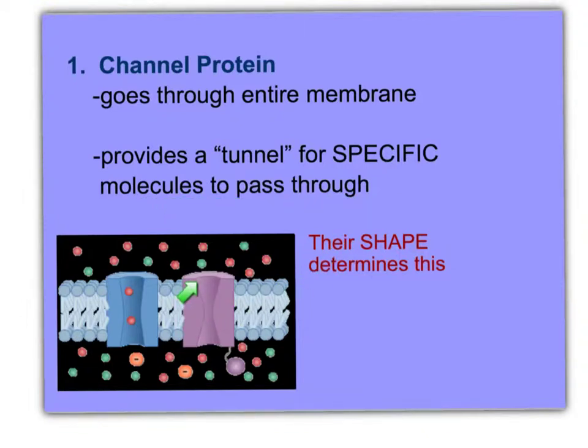So this right here, it's the entire membrane, right? So here's our phospholipid bilayer. Water-loving heads, water-fearing tails, channel protein, different shapes. Remember, the most important thing about a protein is its shape. And shape determines what specific molecules can go through. So we have 2 different channel proteins here, 2 different shapes, 2 different types of molecules that can pass through.